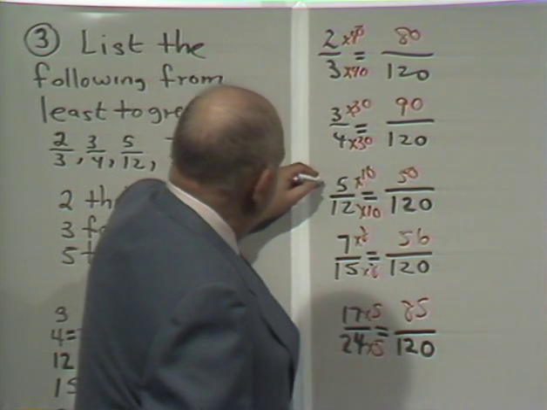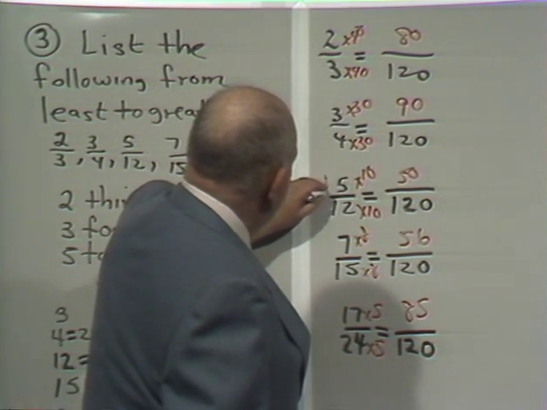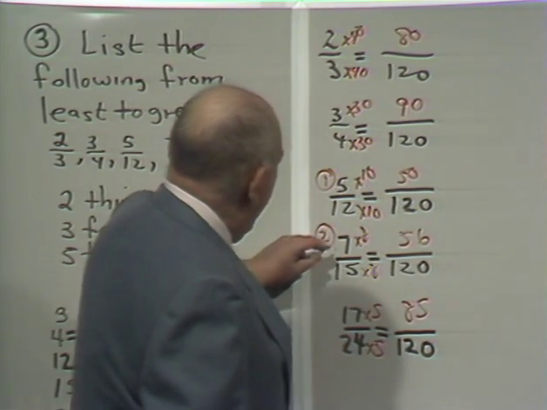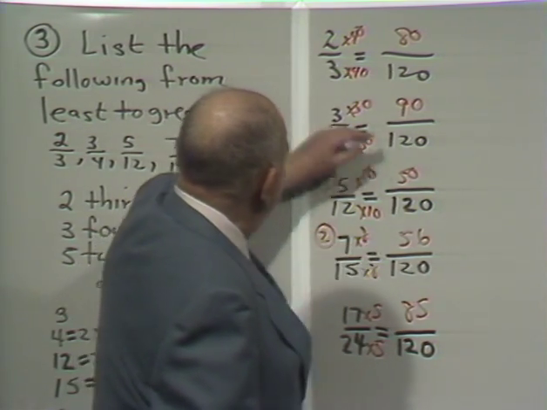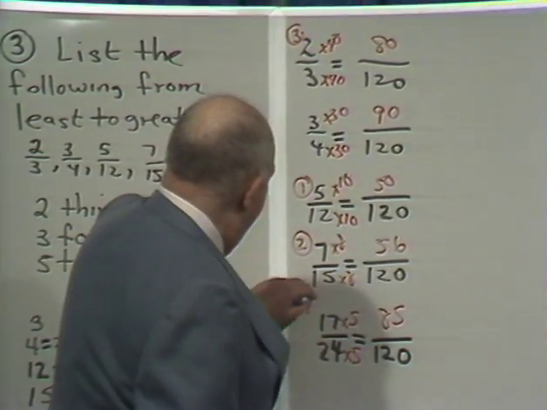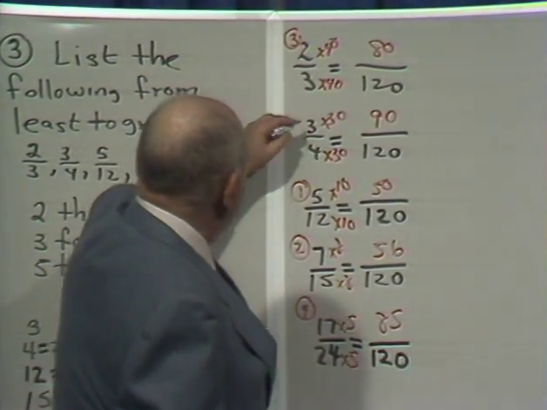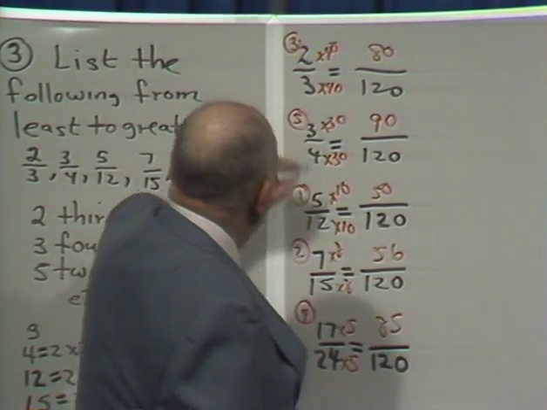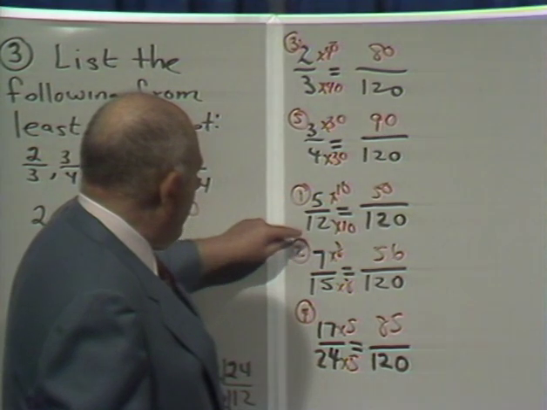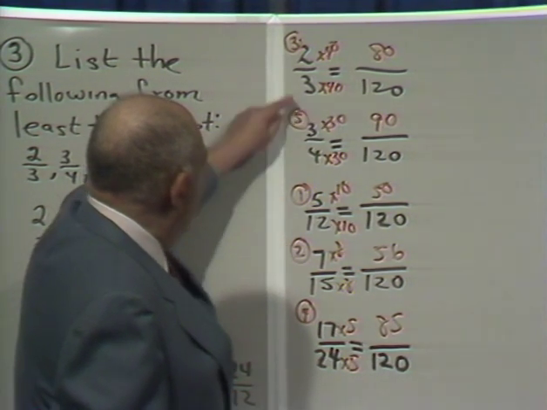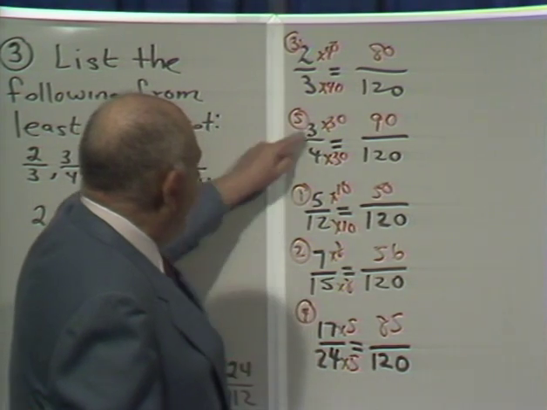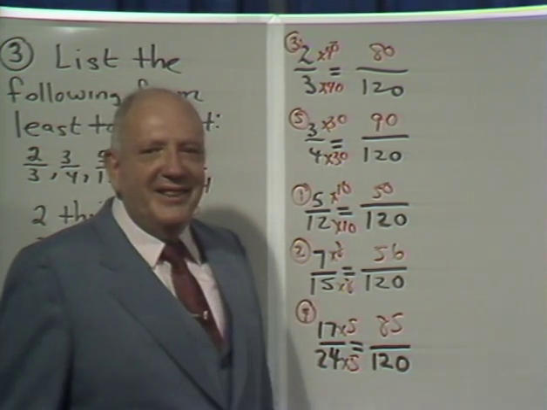So watch what happens now. The smallest number here is the 50, so that makes 5/12 the smallest. After 50 comes 56. After 56 comes 80, so that's the 3rd smallest. After 80 comes 85, that's the 4th, and the biggest is 3/4. So according to size, how would they be listed? 5/12, 7/15, 2/3, 17/24, and 3/4. You get the idea?